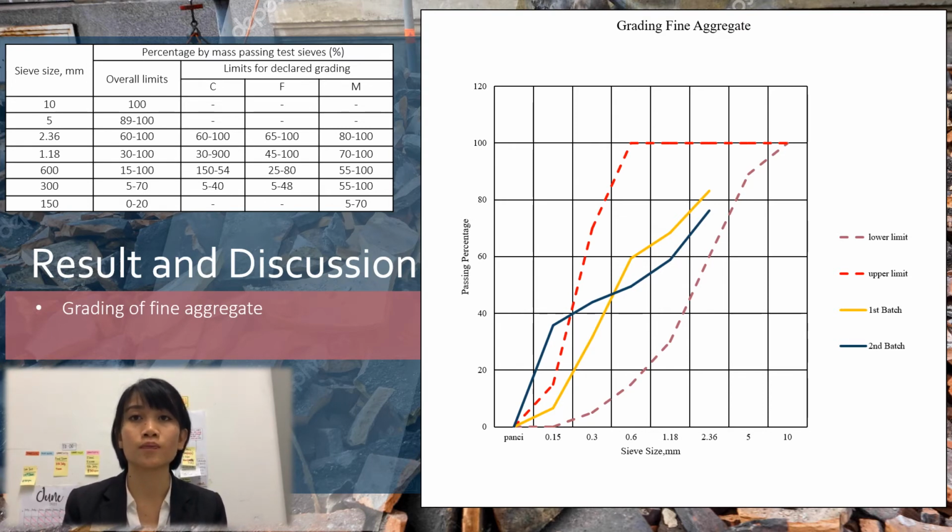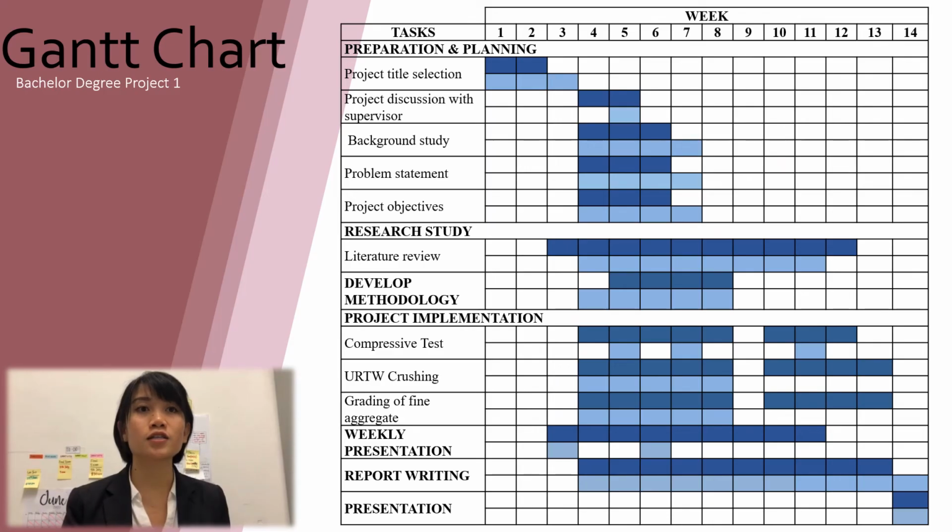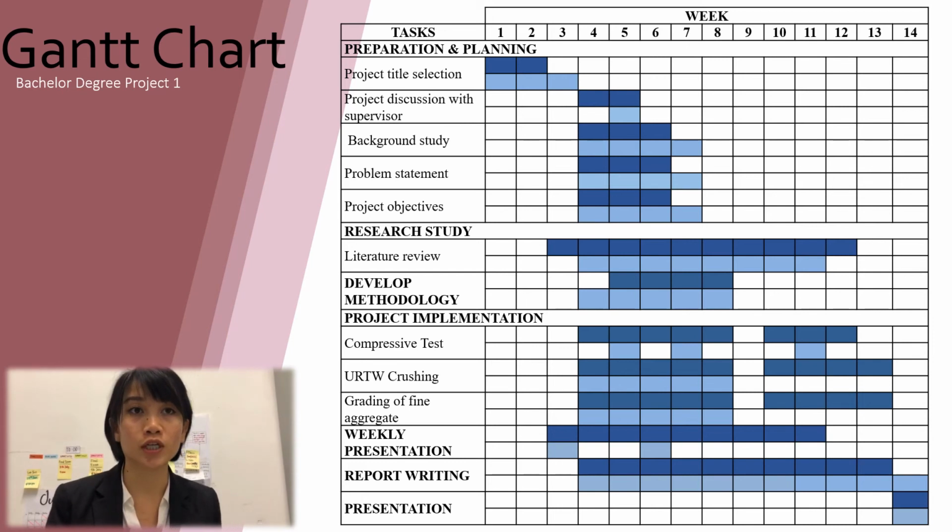This is the second result for my project this semester, showing the sieve analysis and the particle distribution for URTW. If you can see in the graph, the dashed lines stand for the lower and upper limit of the passing percentage in sieve analysis. By referring to the grading fine aggregate graph in this slide, the blue line for the second batch is over the upper limit a little bit at the 0.5 sieve size. However, for the first batch, the particle distributions are within the limit, which is good.